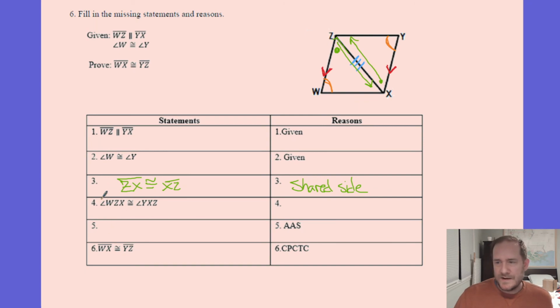Okay, now they're saying that WZX, that's this angle right here, is congruent to YXZ. That's this guy here. Why would they be congruent? Well, that's that thing we said. Remember when we said on line 1 that these lines were parallel?